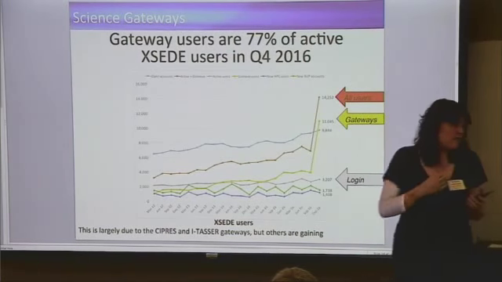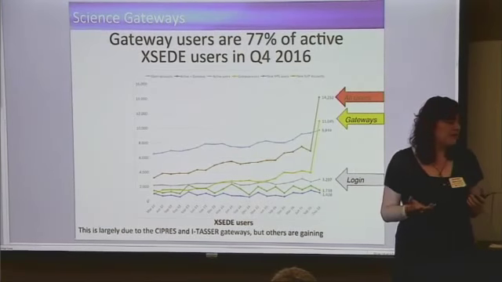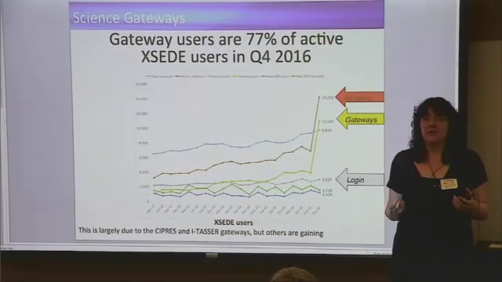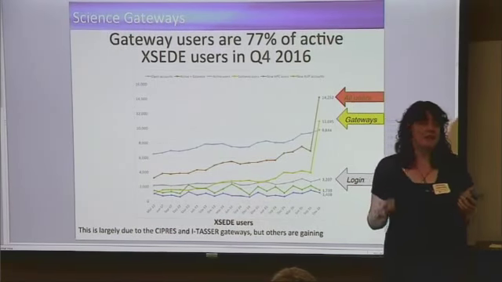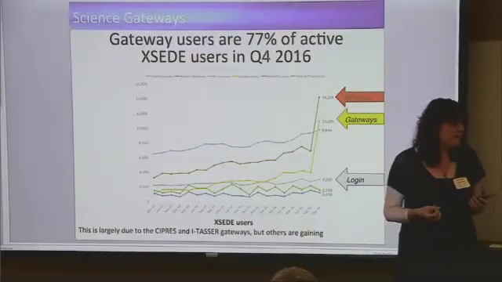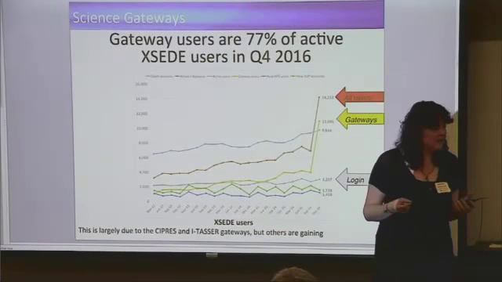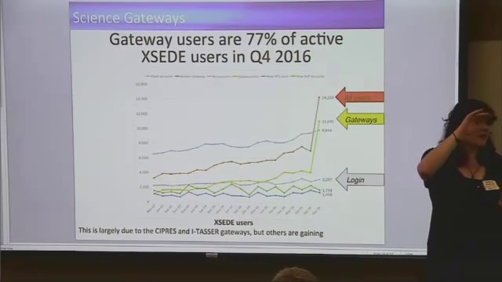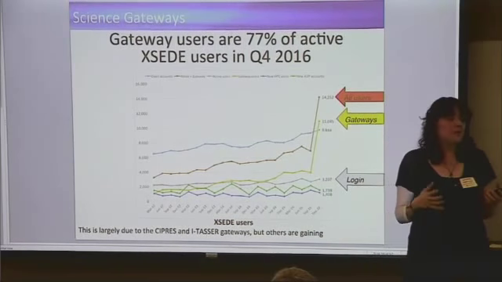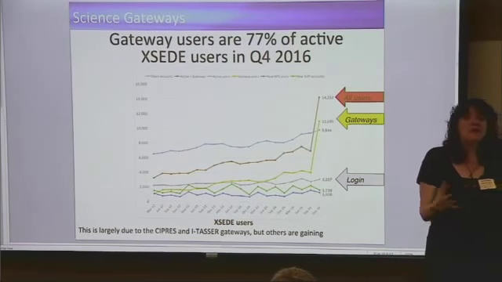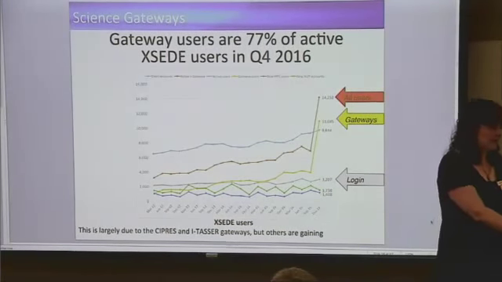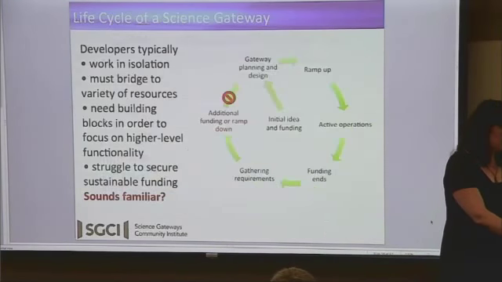And 77% of the active XSEDE users at the end of 2016 were gateway users. They were not going to HPC and XSEDE anymore via command line. I tried to find the newer numbers, so I know that it's now a little bit into 2017, but this number didn't go down. So what do we learn from this? Users want usability. Users want easy access to resources, which could support them with sustainability.